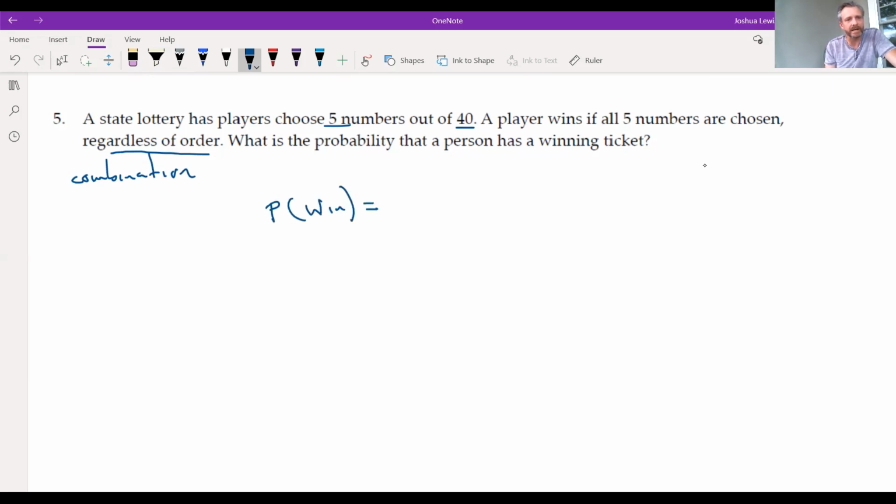Well, let's go back to counting. How many winning tickets are there? There's only one. And then how many different combinations of 5 numbers are there out of 40? Well, I have no idea what that is. That's a raw number, but I do know that I can figure it out by computing 40C5. So let's do it. 1 divided by 40C5.